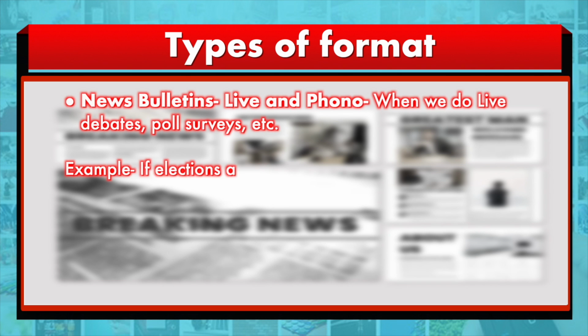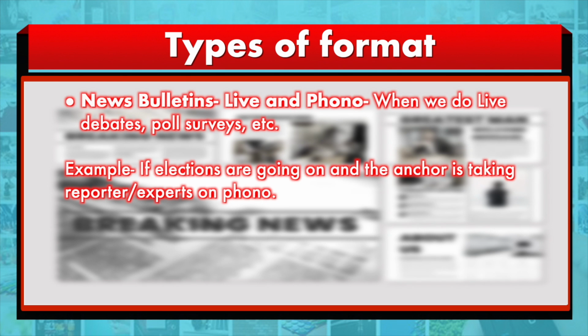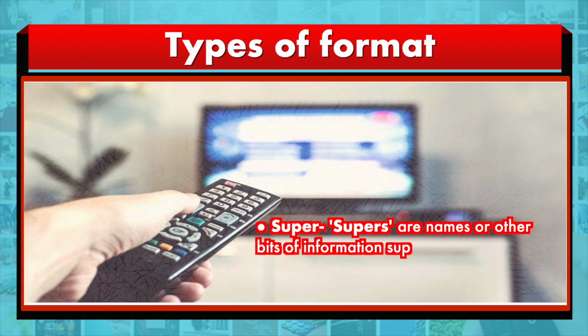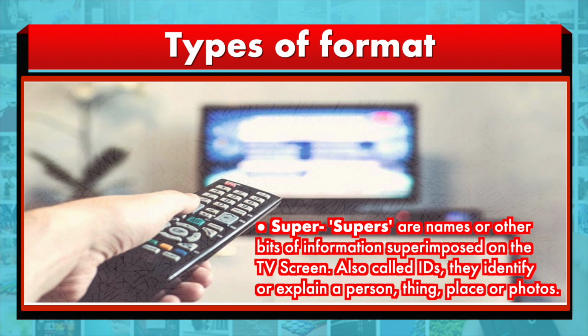News bulletins: live and phono. When we do live debates, poll surveys, etc. For example, if elections are going on and the anchor is taking reporters or experts on phono. Another important format is super. Supers are names or other bits of information superimposed on the TV screen, also called IDs. They identify or explain a person, thing, place, or photos.